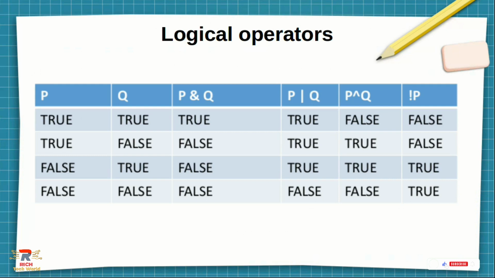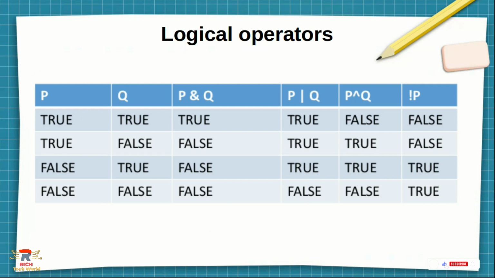So basically, these are the outcomes when you have two operands such as P and Q, in the various situations of being true or false. I will take my time and make a separate tutorial on this so that I can explain more about the logical operators for you to understand better.